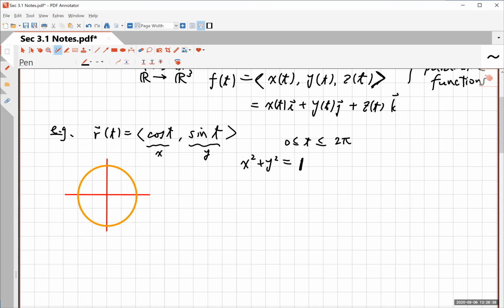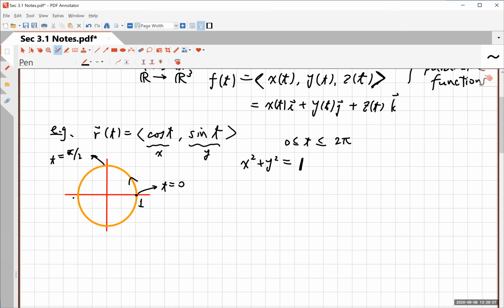All right, so you know that every single point, regardless of what t is, will be on the unit circle, the circle of radius 1 centered at the origin. When t is equal to 0, you have the point (1, 0). When t is equal to pi over 2, you are at the point (0, 1), and in between it moves in the counterclockwise direction, right?